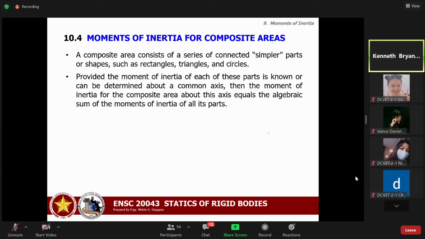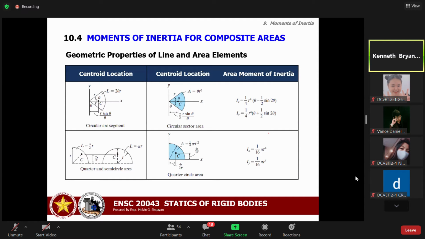So the only problem is that you must know the moment of inertia of each common geometric shape. For example, this circular sector area is very uncommon, so there's no need to memorize it. Let's take the quarter circle instead. The moment of inertia of the quarter circle is Ix equal to 1 over 16 pi r to the fourth. Take note, this moment of inertia is about the x-axis.